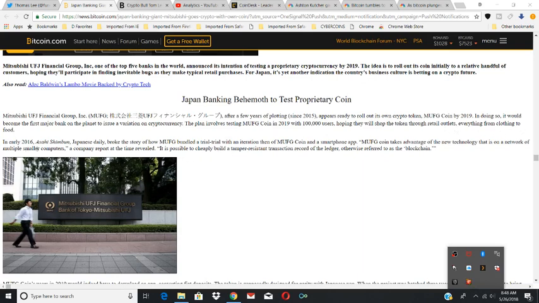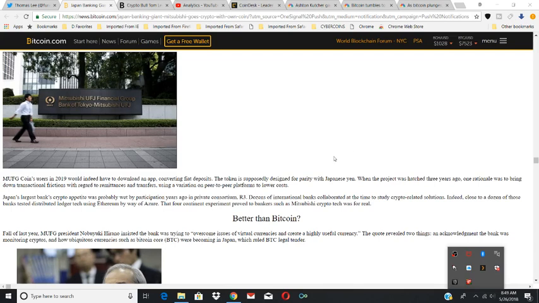In 2016, a Japanese daily broke the story of how MUFG bundled a trial of an iteration of MUFG coin with a smartphone app. MUFG coin takes advantage of new technology on a network of multiple small computers, a company at the time revealed. It is possible to cheaply build a tamper-resistant transaction record, or ledger, otherwise referred to as the blockchain. MUFG coin users in 2019 would indeed have to download an app and convert fiat deposits. The token is supposedly designed for parity with the Japanese yen.